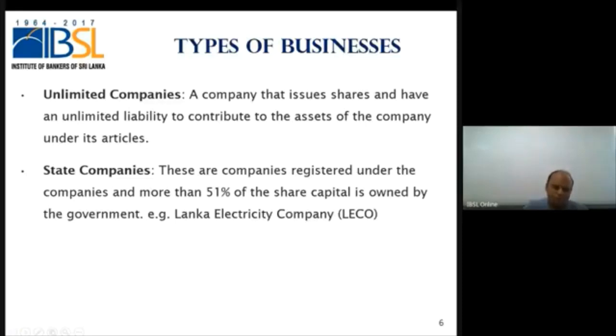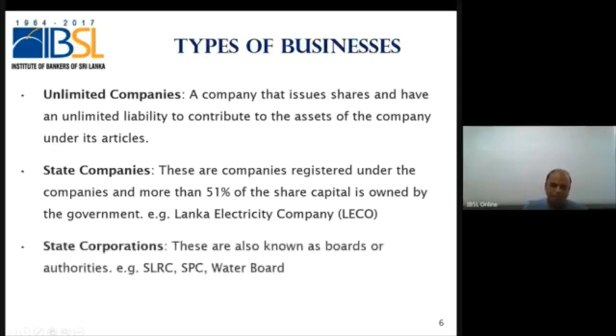So with regard to the state companies, where the government will own more than 50%, it means they are going to have control over the company. And we also have state corporations. These are known as companies owned by the government at 100%. I have given some examples: Sri Lanka Rupavahini Corporation, State Pharmaceuticals, and Water Board, and so on. So you know these companies. There are state companies as well as state corporations.